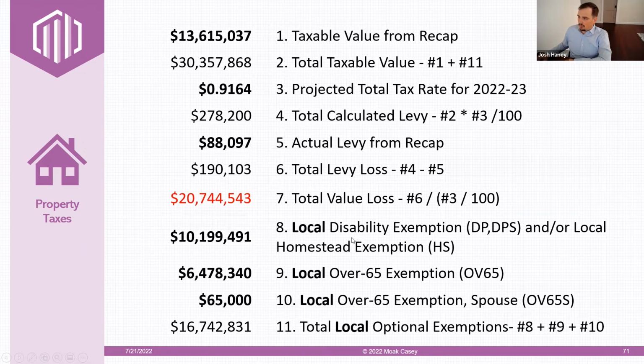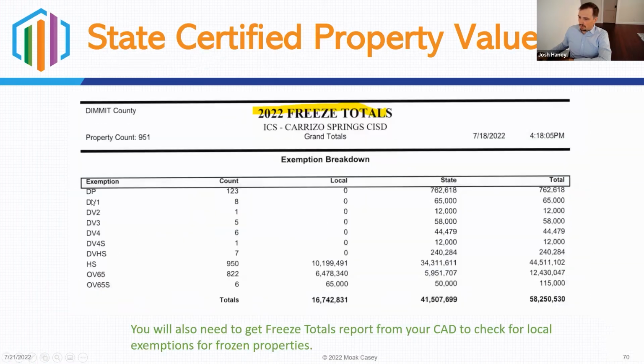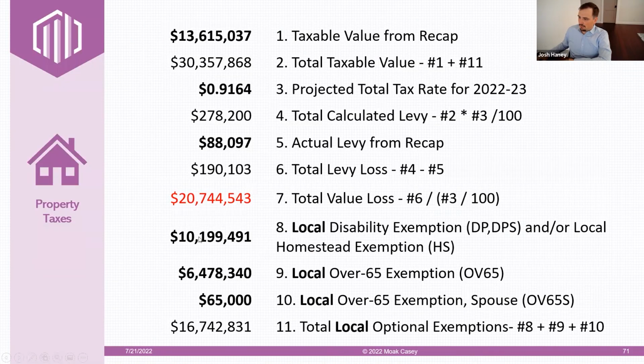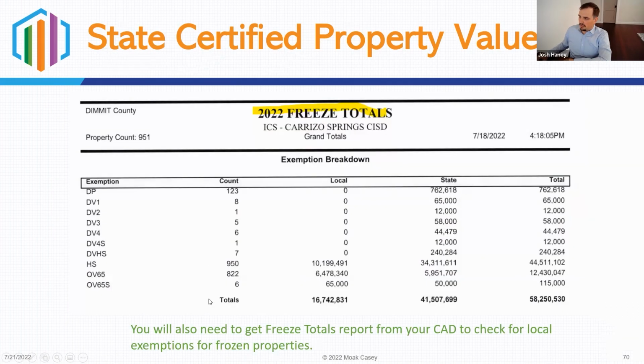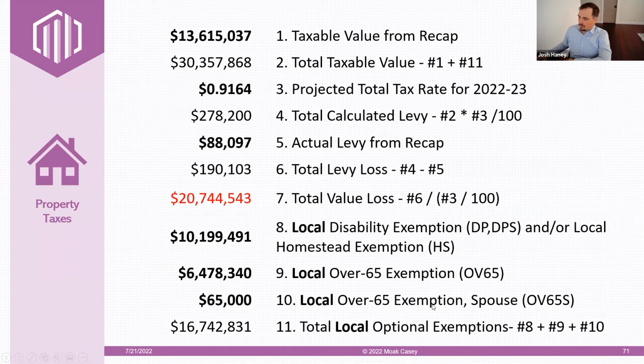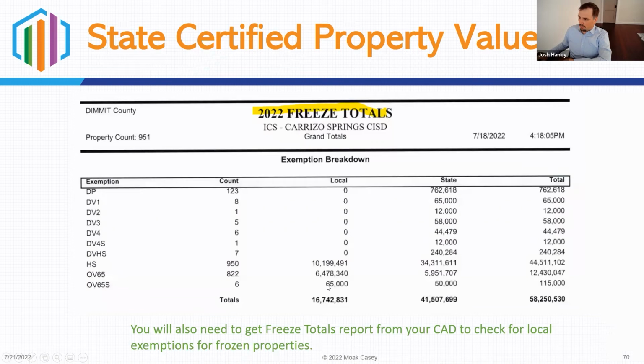This is the local disability or disability spouse and the local homestead exemption. So DP, DPS, or HS, those are the codes you'll look for. So 0 for DP, no DPS, and HS right here. Okay, so I plug in that 10 million right there, 10.2. Then I plug in my local over 65 exemption, which is listed as over 65 right here, the 6.478. And then I plug in my over 65 exemption spouse, over 65S, 65,000, which I got from right there.